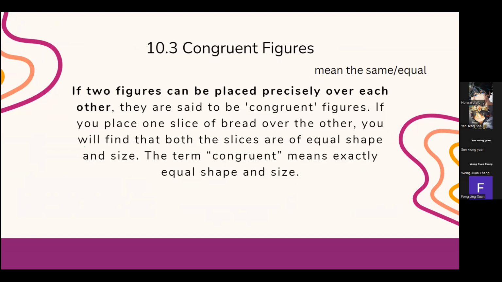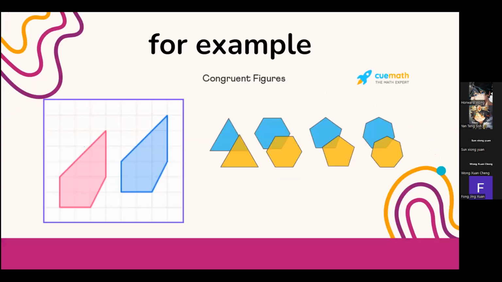Okay, now is 10.3, congruent figures. If two figures can be placed precisely over each other, they are said to be congruent figures. If you place one slice of bread over the other, you will find that both slices are of equal shape and size. The term congruent means exactly equal shape and size. This is an example of congruent figures.